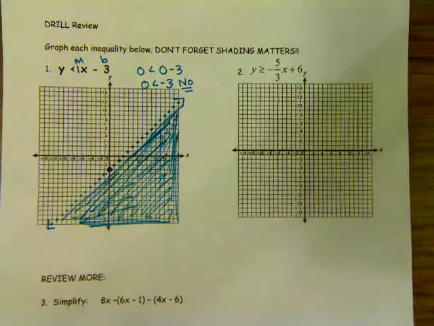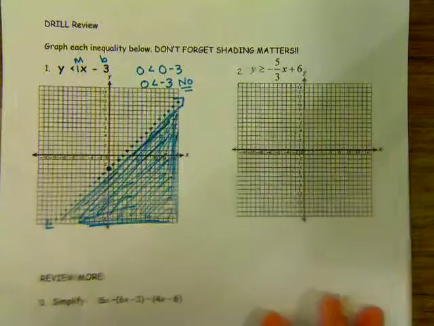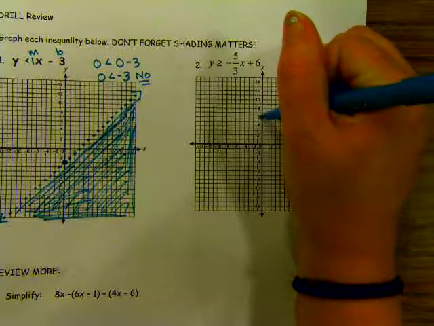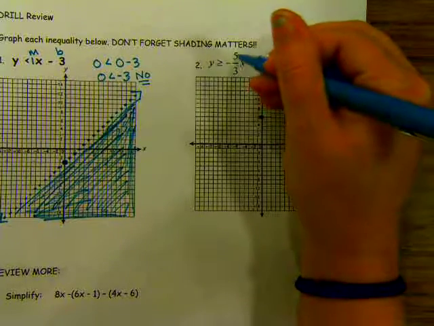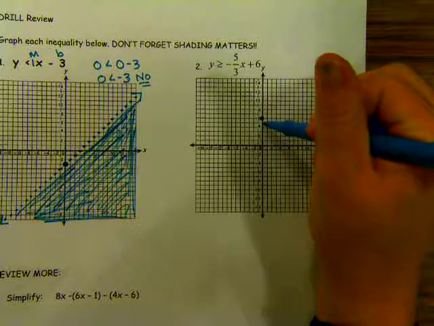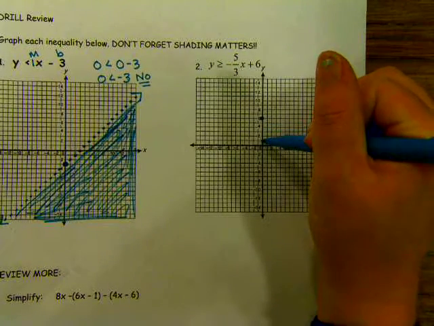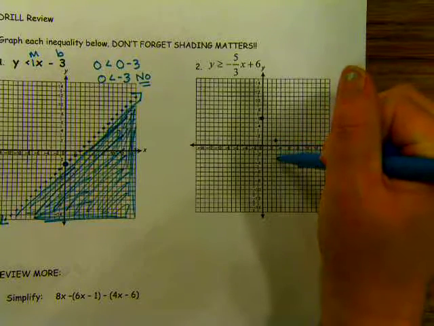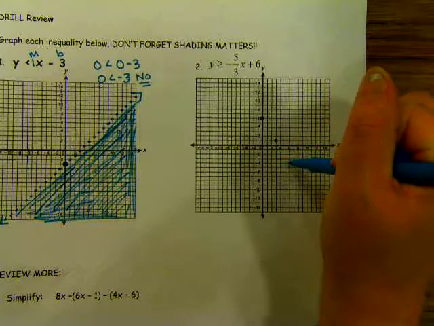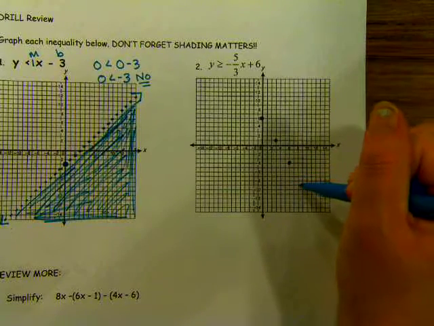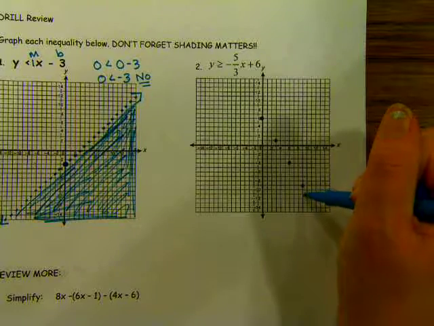So all the solutions for this inequality will be on this side. Okay. Looking at number 2, same type of idea. We're going to start at 6. So 2, 4, 6. Down 5. So our slope, down 5 over 3. So the negative just means up or down. So down 5 over 3. Always go to the right. Down 5 over 3. And you should get a straight line, but keep going and get as many points as possible.